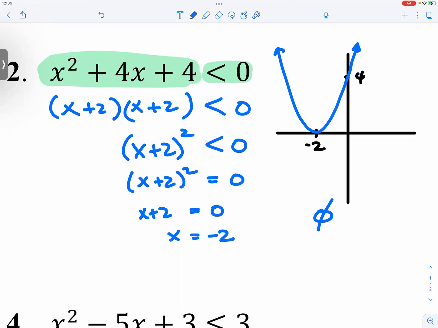Okay, so it's very straightforward. If you don't see anything that would make the statement true, then you have no solution.